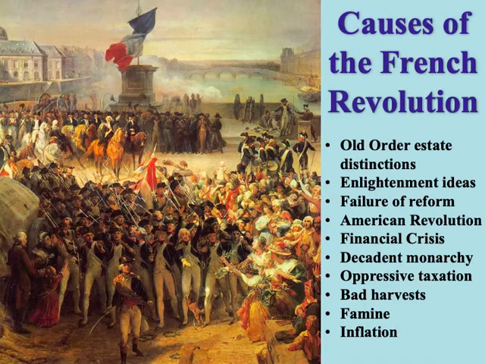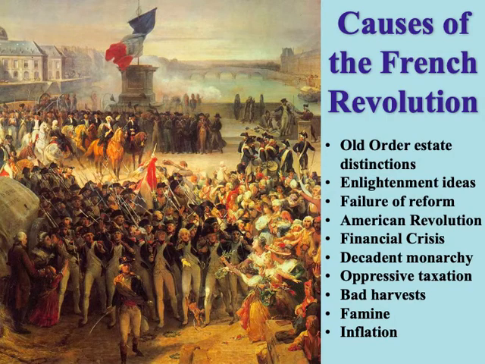Thus, among the many causes of the French Revolution, we can identify the old order or old regime estate distinctions, the ideas of the Enlightenment, which were proliferating in the salons of Paris and other French cities, promoting ideas that were very critical of the monarchy and also the church, and promoted the idea of the separation of powers and the removal of state influence from the economy.